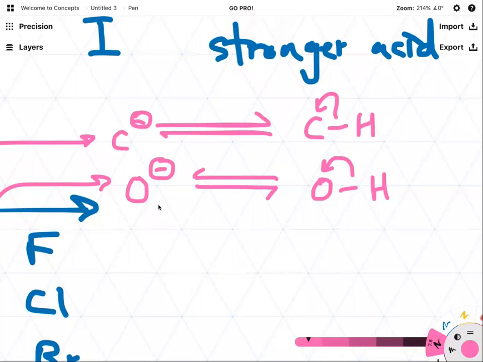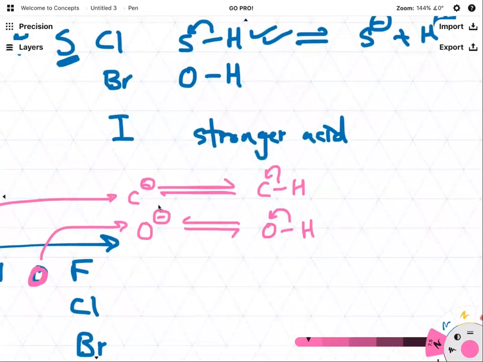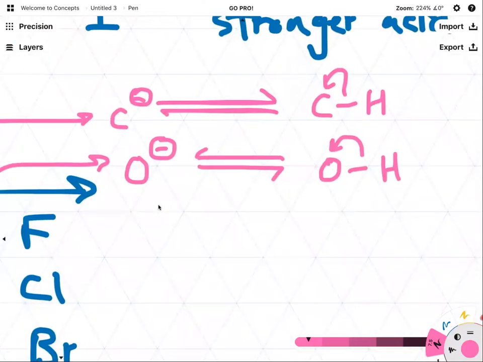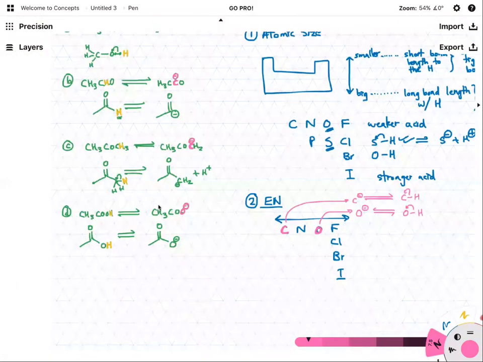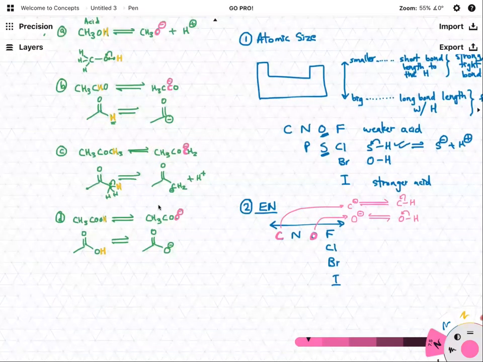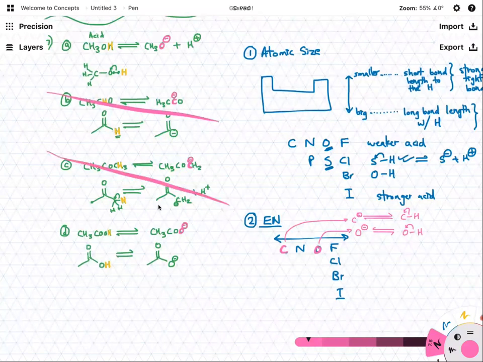So in terms of size up here, we said sulfur would beat the oxygen because it was a size thing. But in this problem, it's not a size thing. It's an electronegativity thing between the carbon and the oxygen. So in this case, oxygen wins. So we can get rid of anything that has carbon in it. So B is no longer an option, and C is no longer an option. So now we're comparing A and D.